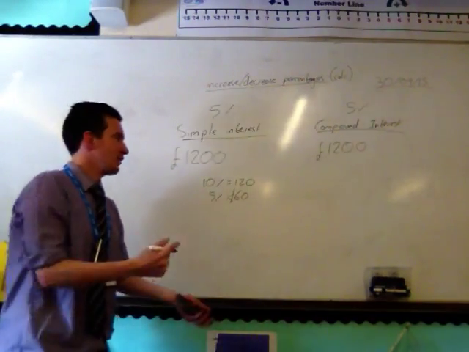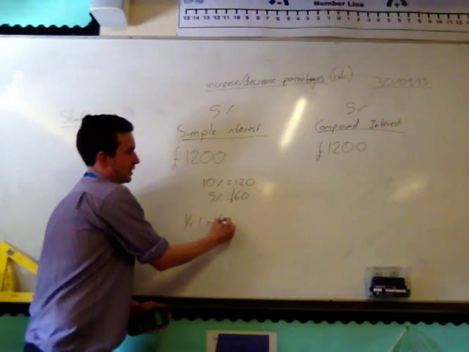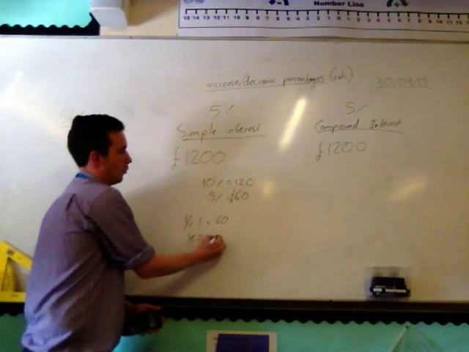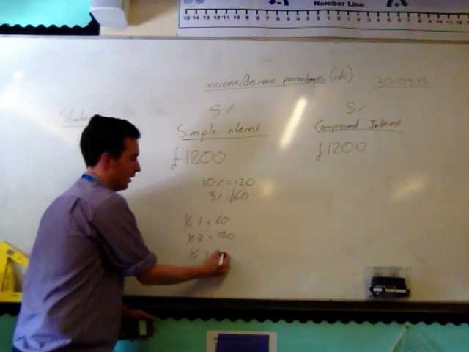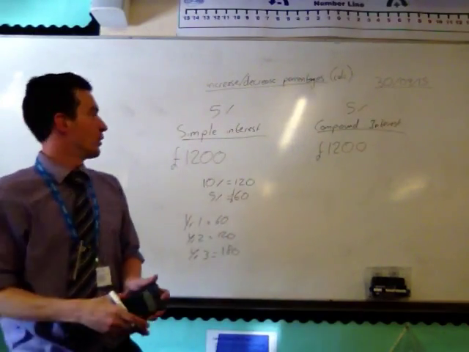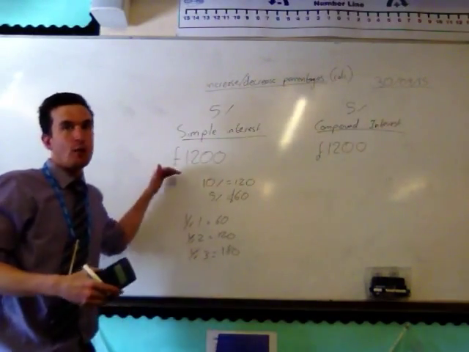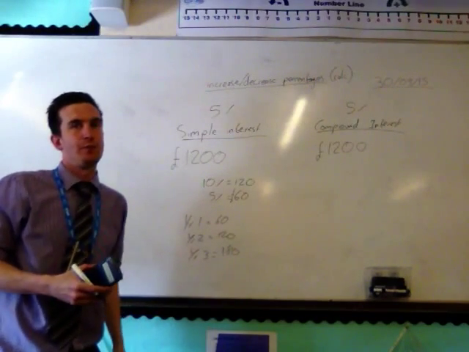So at the end of year one, they'll have £60. At year two, £120. Year three, £180. And that's just how the interest works, you just add that on to the 1,200, depending on how many years they've invested for.